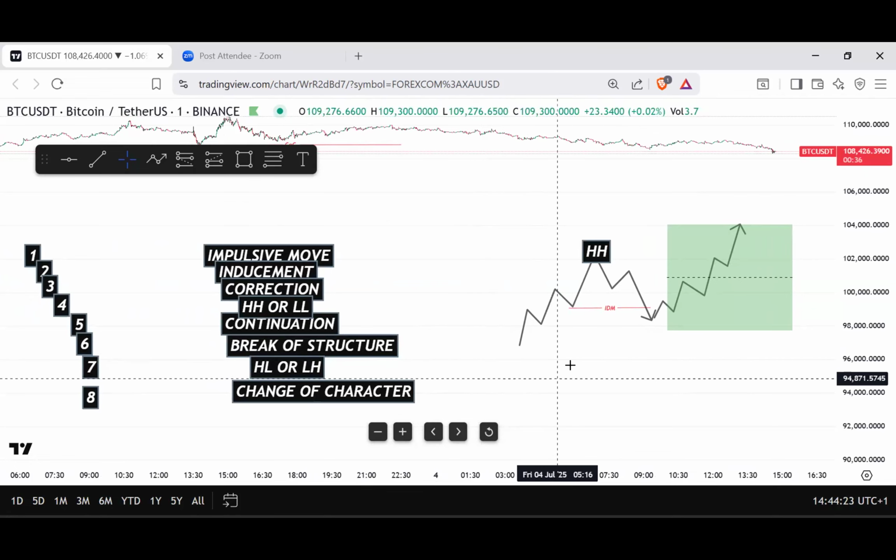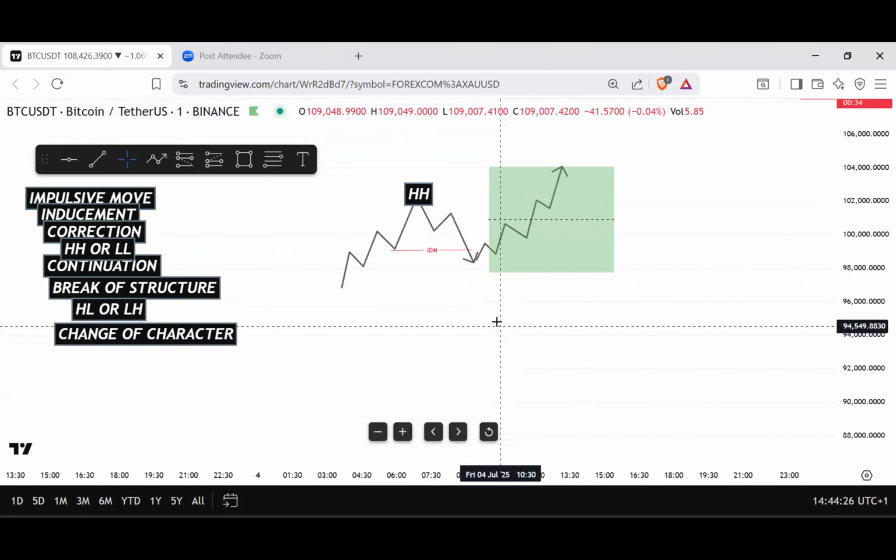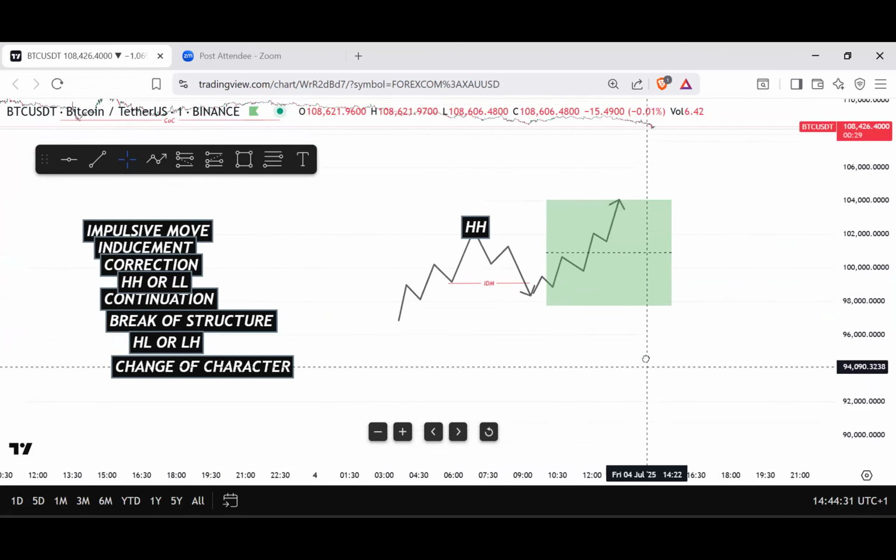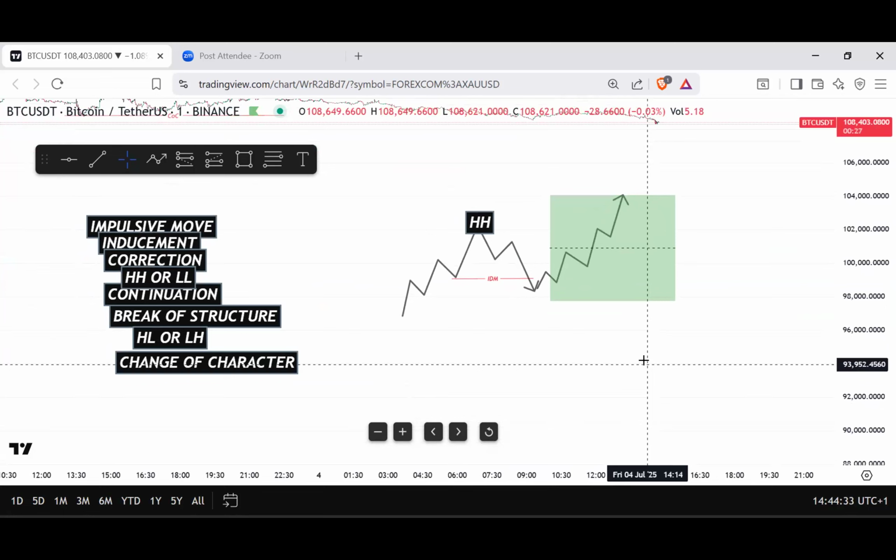All right. So in the next session, that's where we'll talk about the change of character with point of interest. Definitely. After that, we can look at the entry criteria, the things we look for.